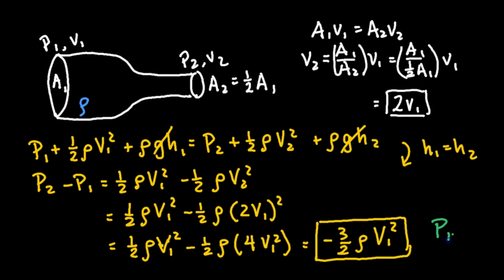Now you may have noticed that there is a negative. What is the significance of that negative? Because this term right here is P2 minus P1, this negative just basically tells us that the pressure at P1 is greater than P2.